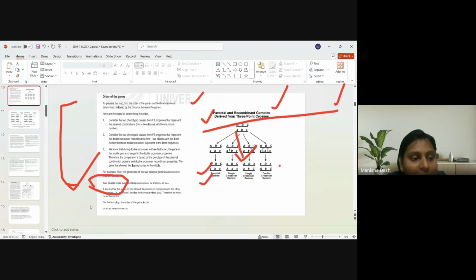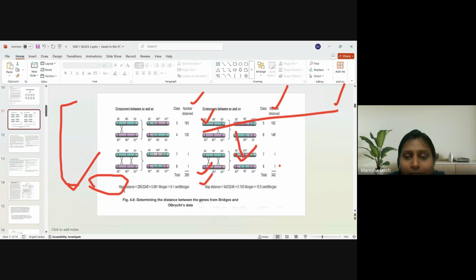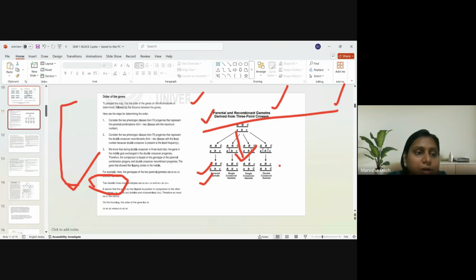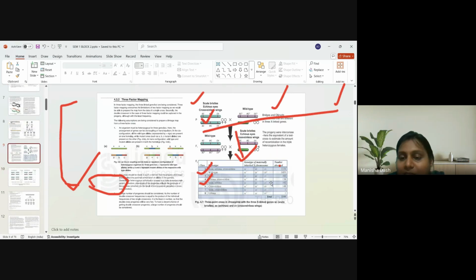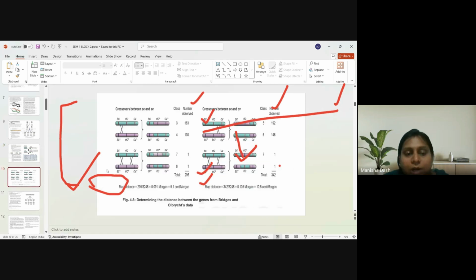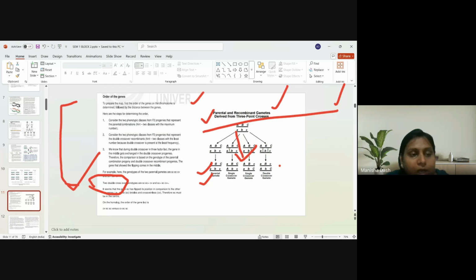So let's move to the calculation part. Here also, for whatever problem is given in your topic, the genes are present in the actual order, so we don't have to worry much. Next, you have to find the single crossover product.